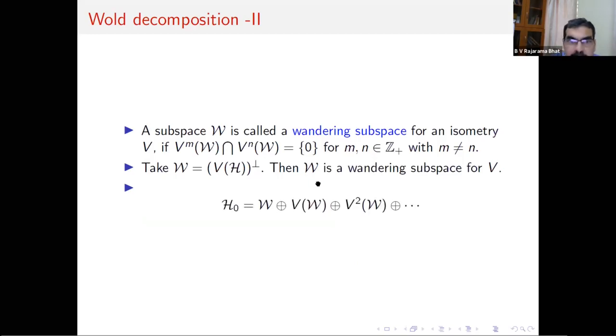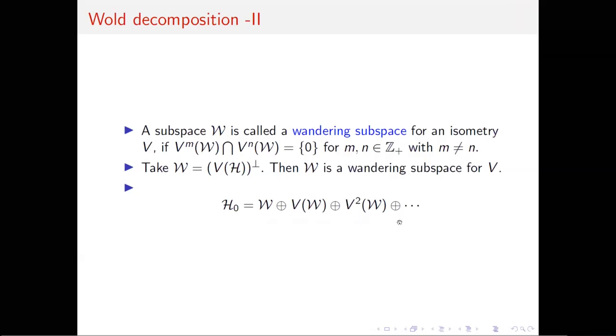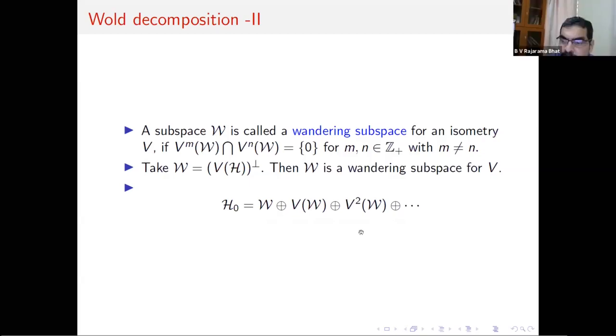So then you can see that VW is orthogonal to W, because this is in the range and this is the orthogonal complement of the range. Then you can see that this is, yes. Someone asking something? So it breaks up like this. It's a direct sum, so this becomes H0. So this is another way of constructing H0.